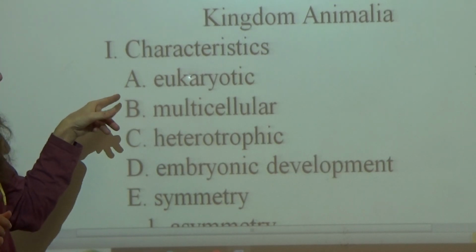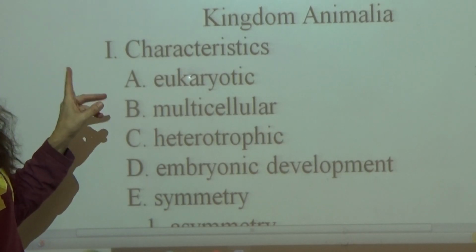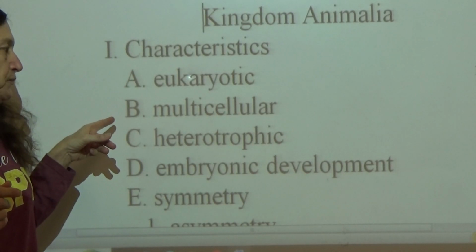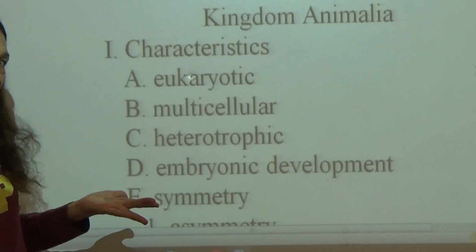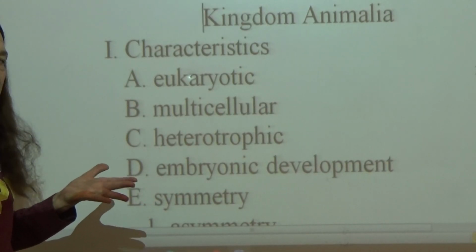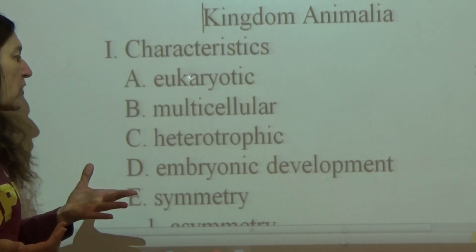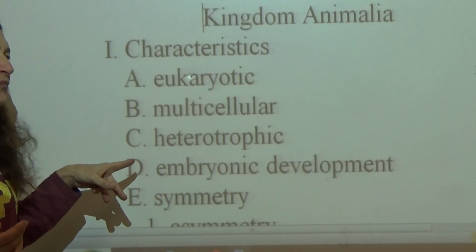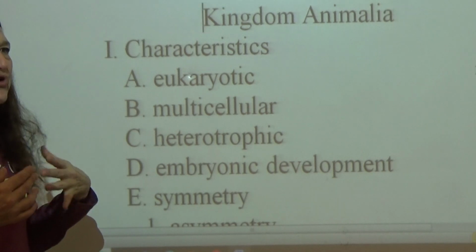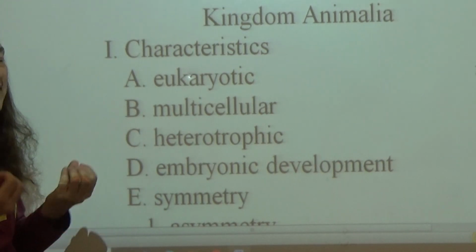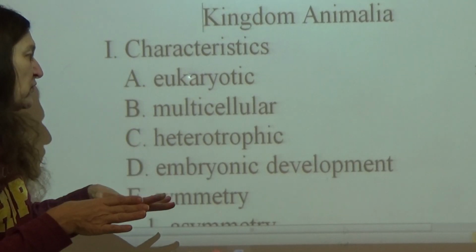They are eukaryotic, which you should know what that means by now. They are multicellular. And you should know the difference between multicellular and colonial, because we saw that some of the Protista were colonial. They are heterotrophic. If you recall, that means that they are other feeding. They don't use photosynthesis to get food from the sunlight to make food. They have to go out and get their own food somehow.